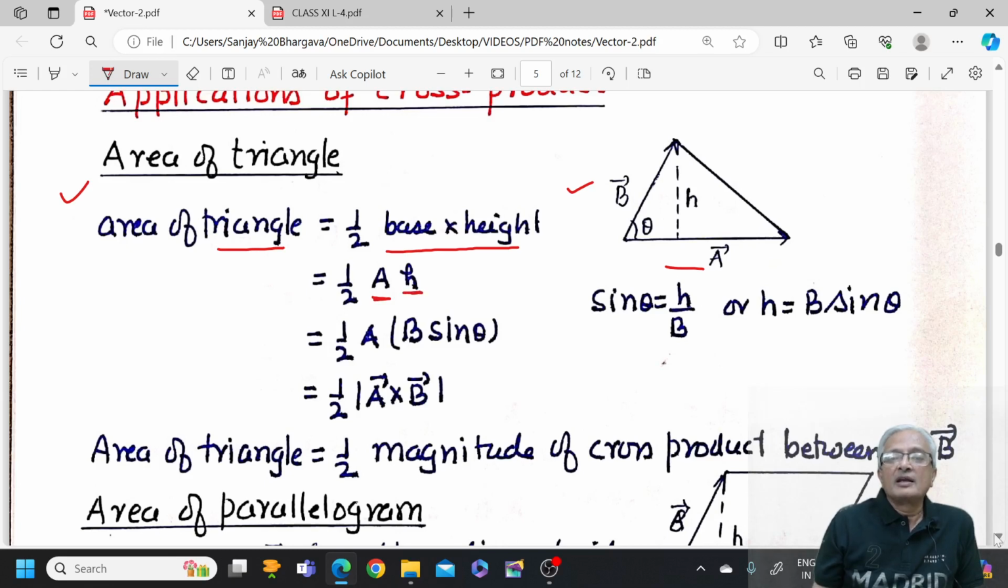Now in this triangle, I can write sine theta would be H upon B, that is perpendicular upon hypotenuse. So H would be equal to B sine theta. I can substitute here. So it would be half the magnitude of A cross B. So the area of the triangle is equal to half the magnitude of the cross product between the A vector and the B vector.